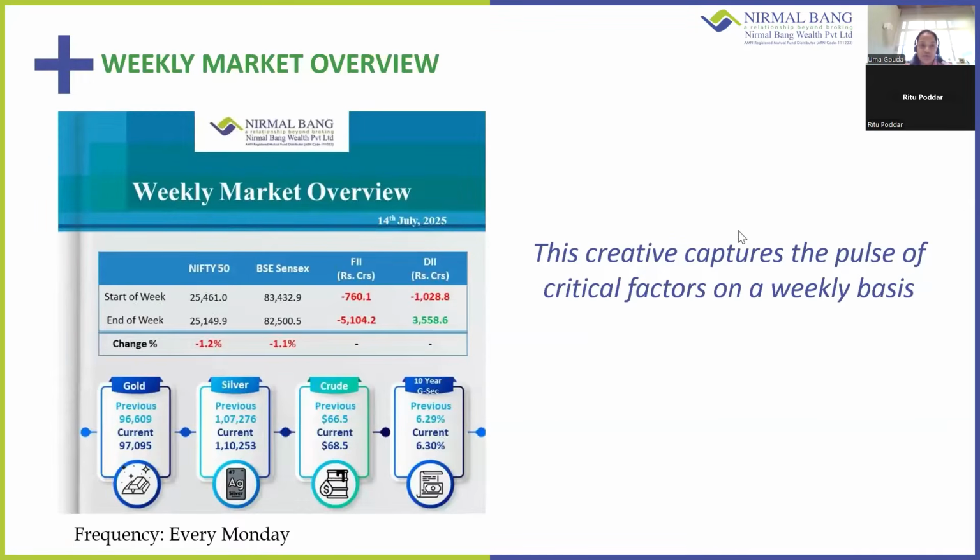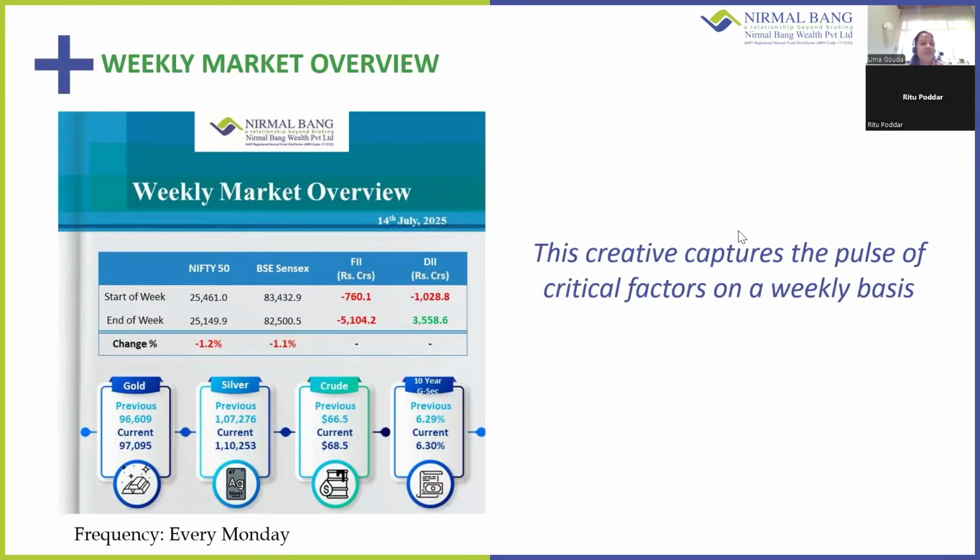The third report for today is the weekly market overview. This is a creative that's shared every Monday morning, and we make sure that it is sent before 9:15. You can use it on your WhatsApp status also. It gives us a gist of how the market has performed in the last week: the movement for Nifty, for Sensex, how much FII is selling. These pointers help you understand, and you can even talk to your client about, for example, the level of FII selling that happened, or DII continuously buying.